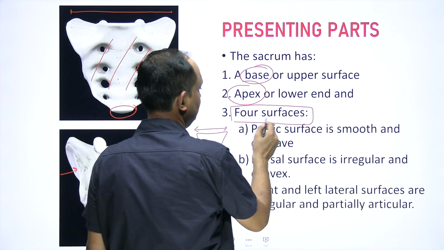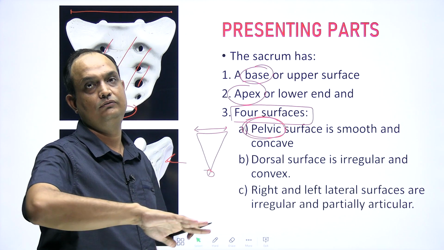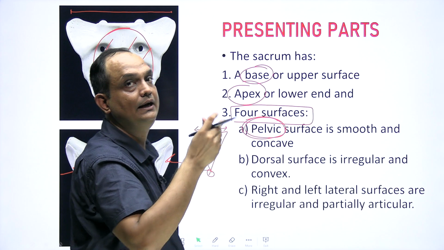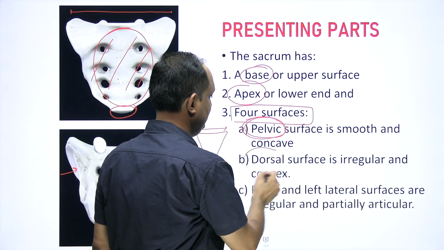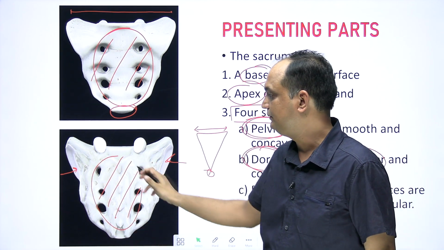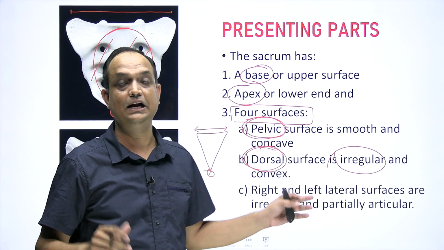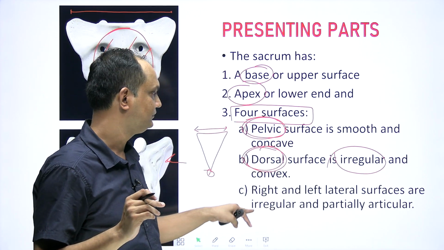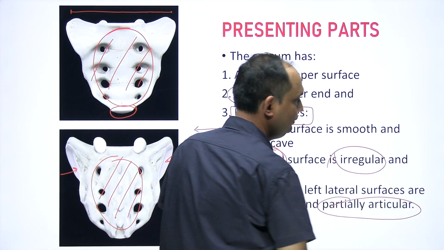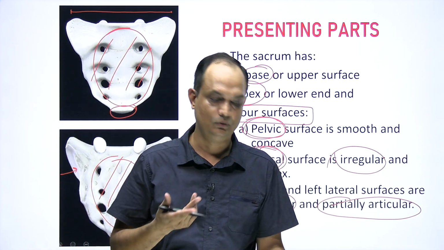The pelvic surface, or the ventral surface or the anterior surface, is smooth and concave. When you see this bone, you will realize that this surface is smooth and concave. The dorsal surface is rough or irregular and it is convex. Apart from that, it has right and left lateral surfaces where you have an irregular and articular area, and this articular area makes a joint with the hip bone.